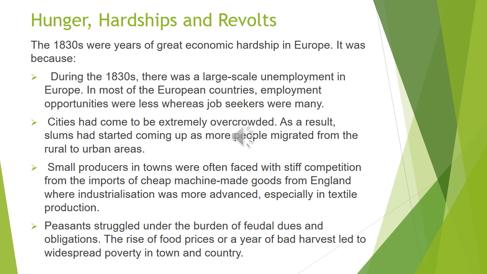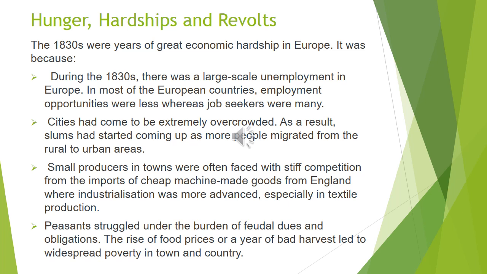Small producers in towns were often faced with stiff competition from the imports of cheap machine-made goods from England, where industrialization was more advanced, especially in textile production. So we all know that the industrial revolution had first taken place in England, and the goods produced in England were cheaper because they were produced in industries and factories with the help of machines. And these goods from England started flooding the markets in other parts of Europe. So the producers in other parts of Europe were faced with competition from the goods made in England.